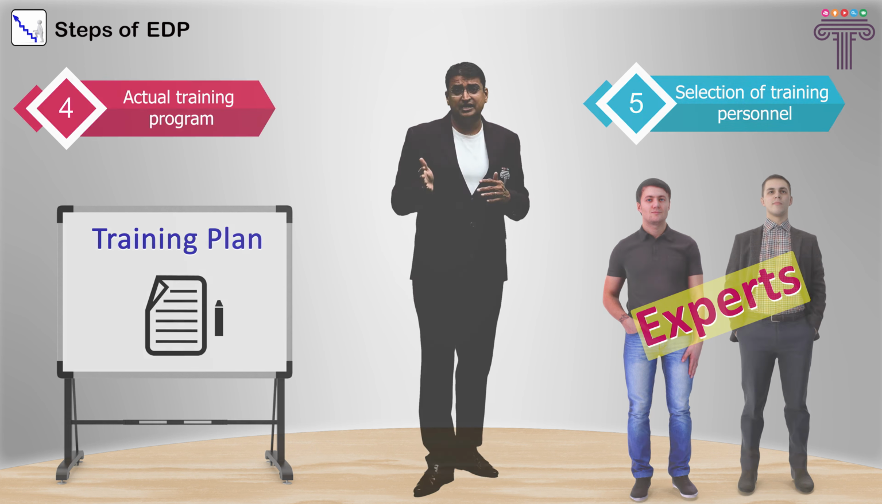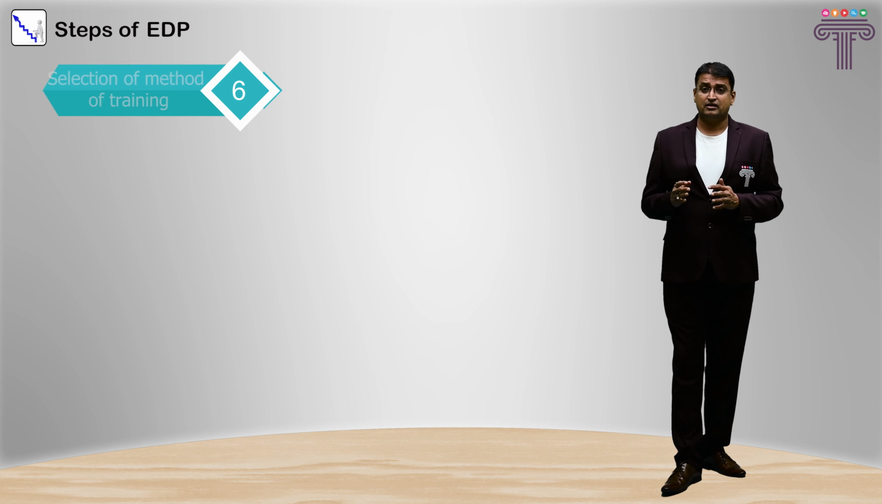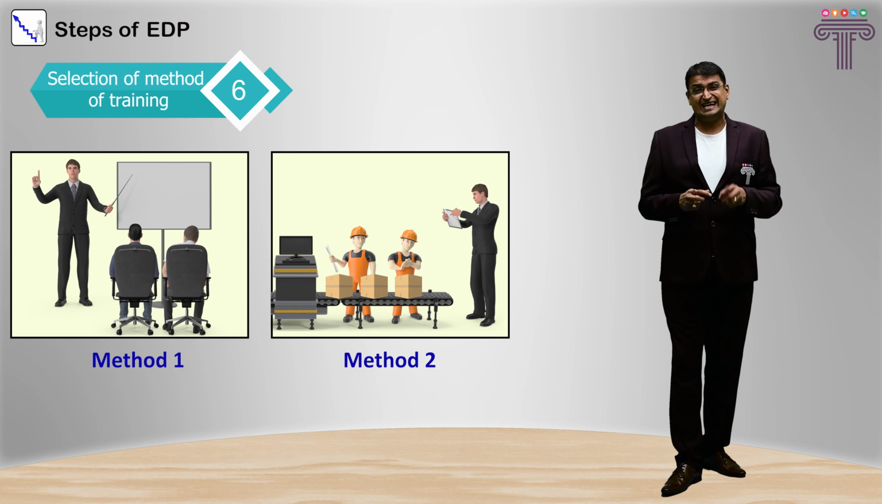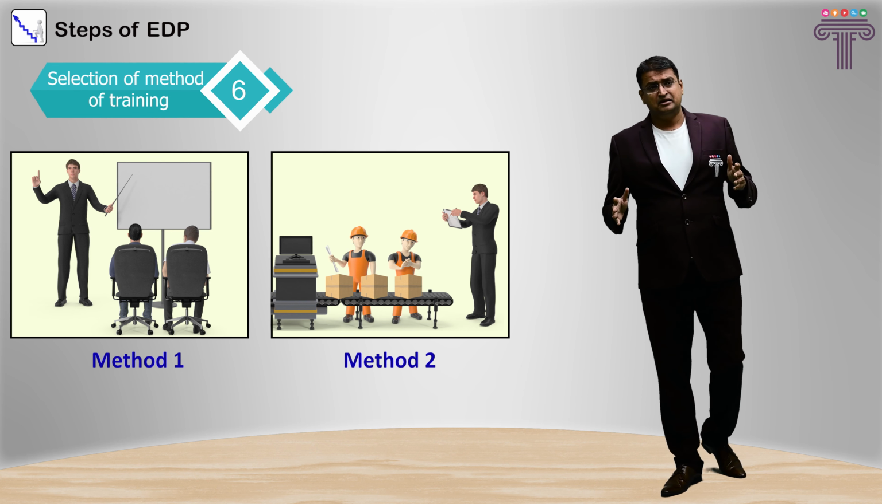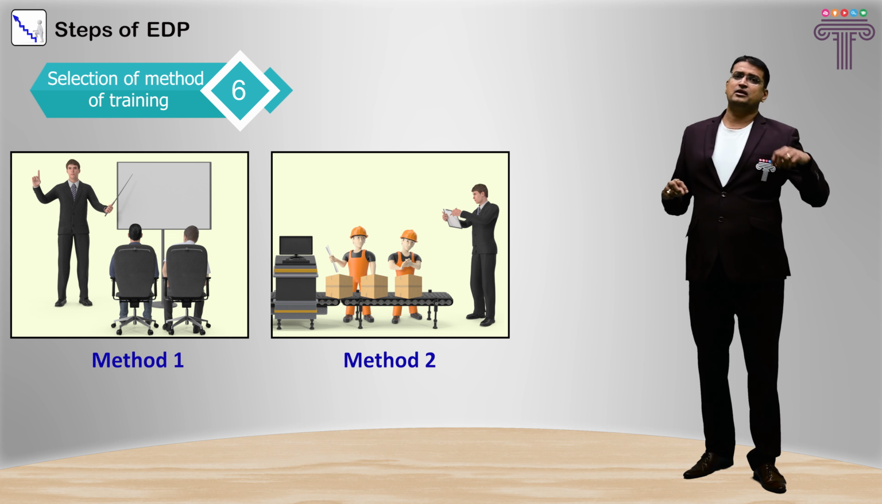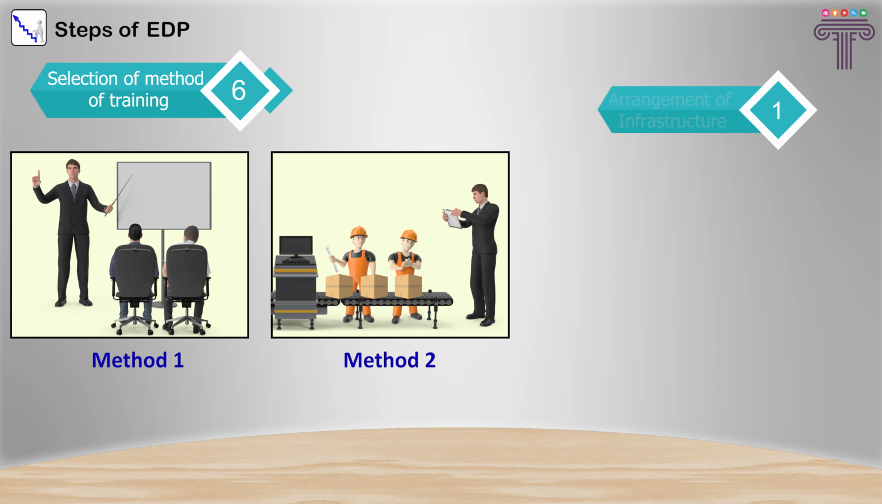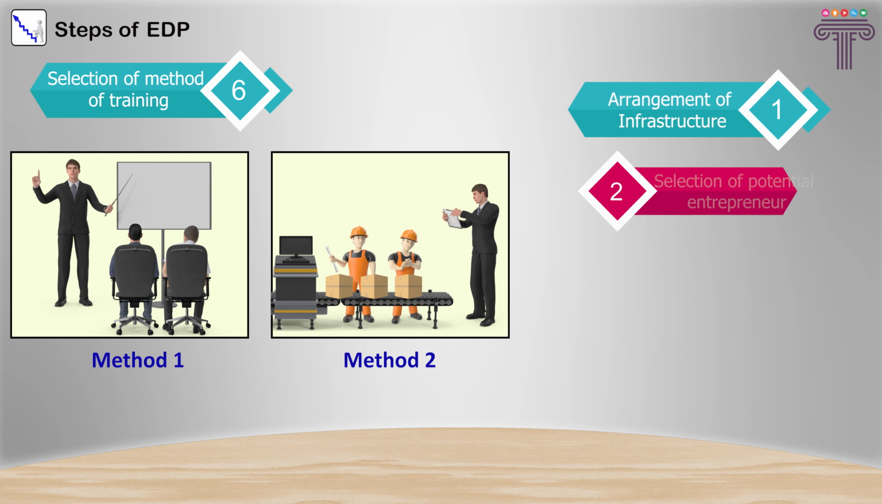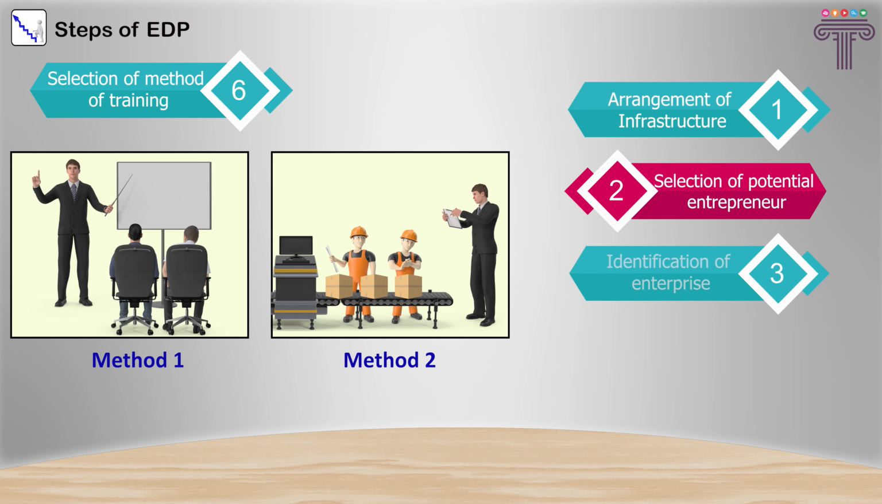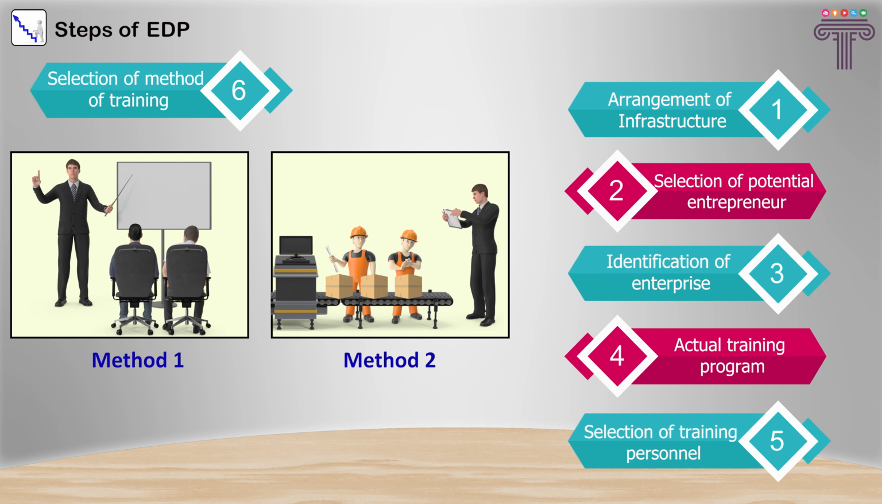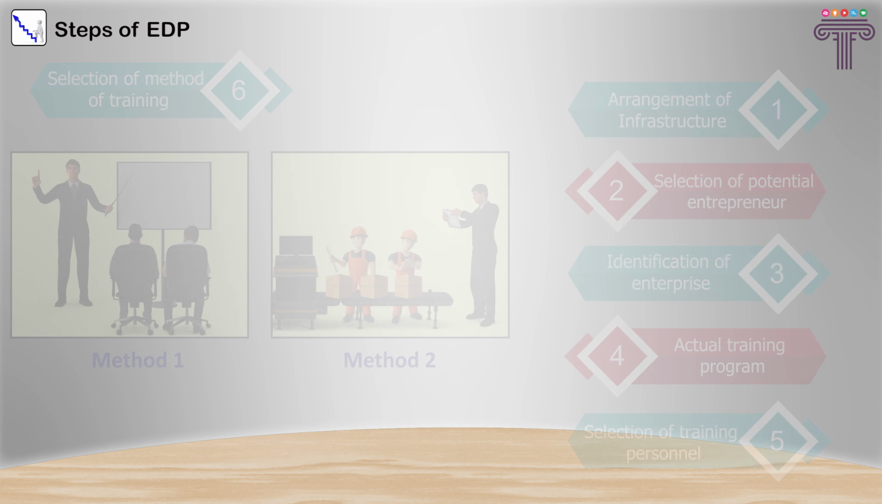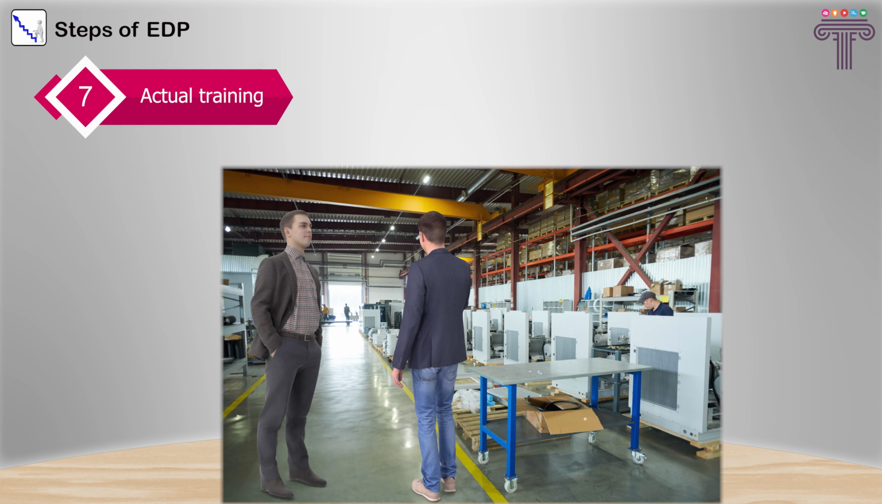Once the person is decided, now the methods of training, how the training will actually take place. Once the methods have been set, all the groundwork has been done. Infrastructure has been arranged, people are selected, they have been guided to a specific enterprise, and then you made an actual training program or plan. And once you have decided training personnel and training methodologies, now it comes to the stage where you do actual training. So actual training happens.